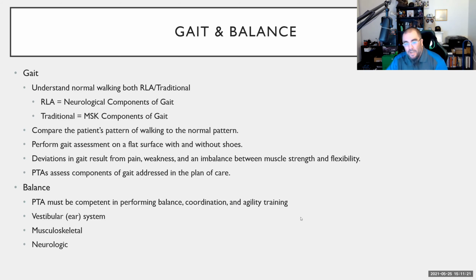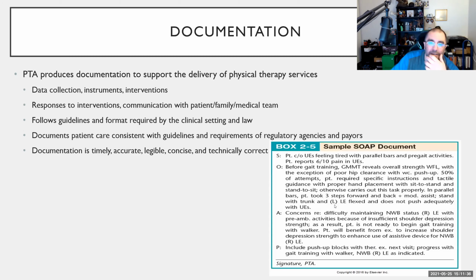Balance. We must become competent in performing balance, coordination, and agility training, right? Vestibular, knowing if it's an ear problem or problems with muscles. We have a whole lesson on balance, which will get fun. That'll get really, really challenging. Balance and challenging. See what I did there?